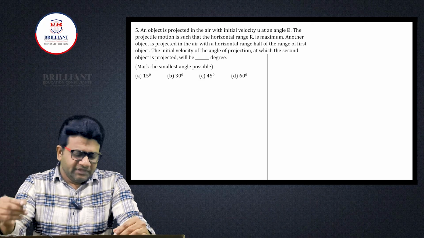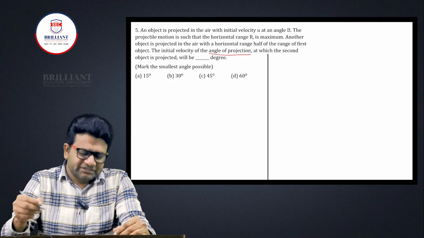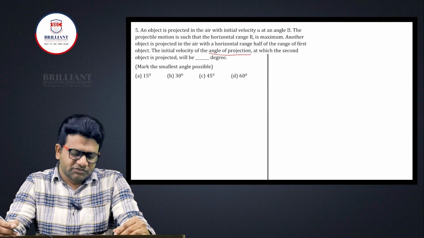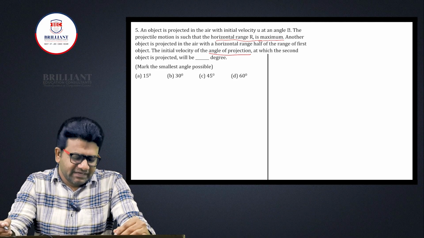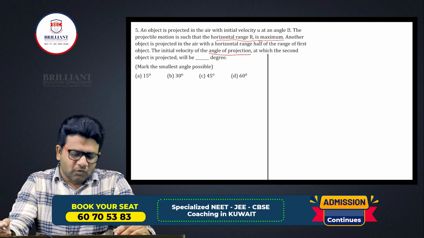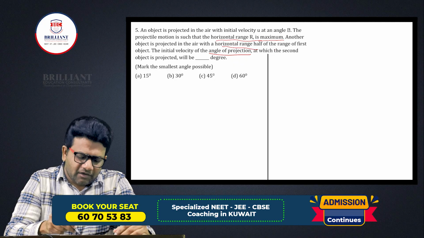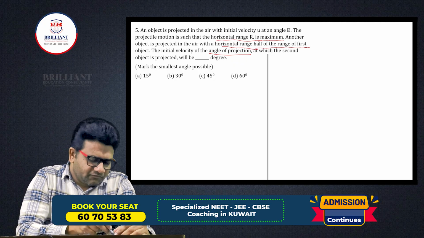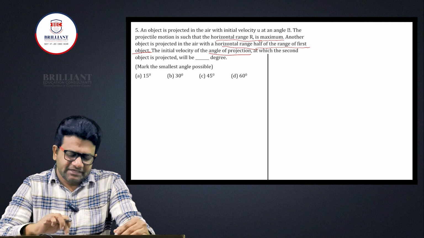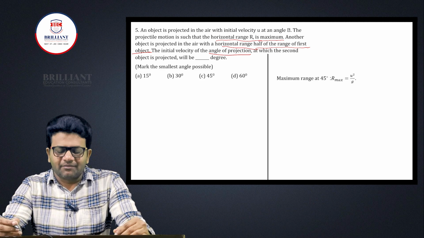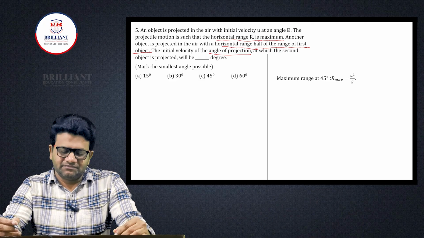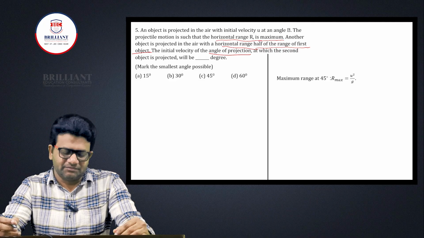So here they are asking the angle of projection. What is given is the horizontal range. In the first case, the horizontal range R is maximum. Then in the second case, the horizontal range is half of the range of the first object. See, the maximum range, you know the equation of maximum range is R max equal to u square by g.